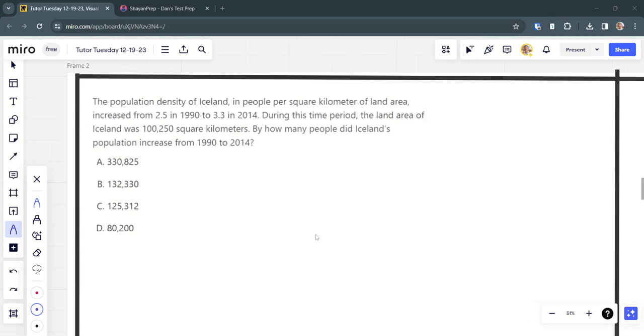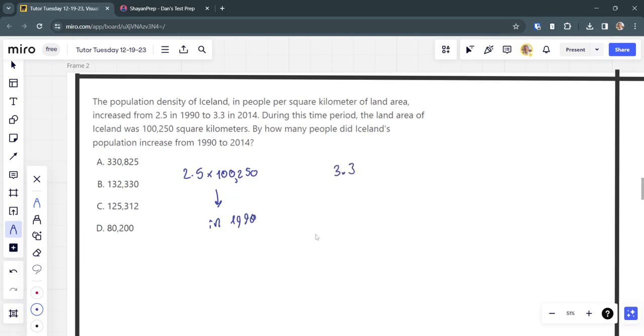This one's talking about the population density of Iceland in people per square kilometer of land area increased from 2.5 in 1990 to 3.3 in 2014. During this time period, the land area of Iceland was 100,250 square kilometers. By how many people did Iceland's population increase? Okay, well, if it's 2.5 people per square kilometer, that's 2.5 times 100,250. That's the number of people in 1990.